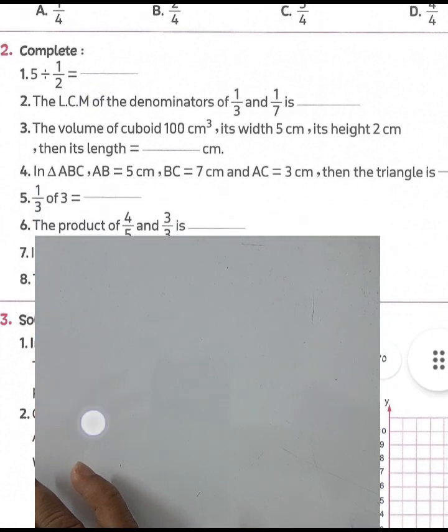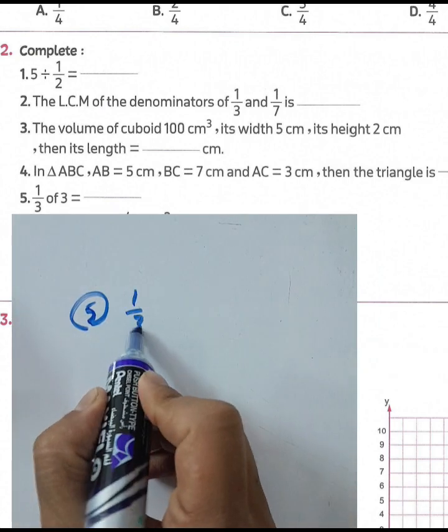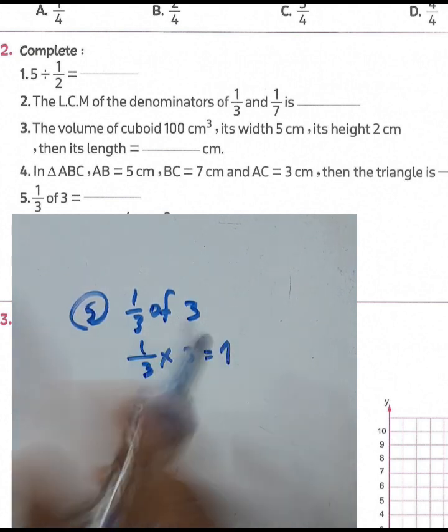Okay, next, question number 5. A third of 3 means a third times 3, the result will be 1.